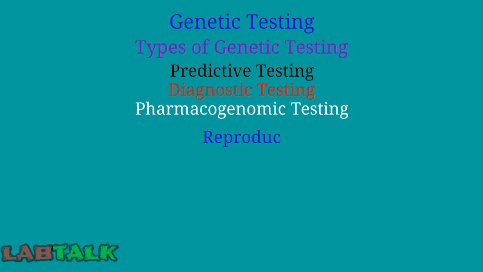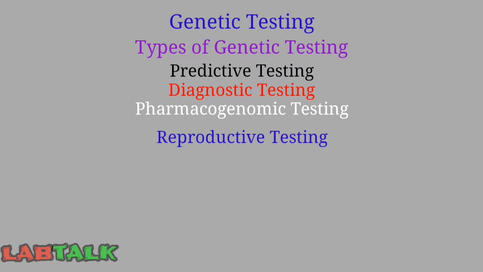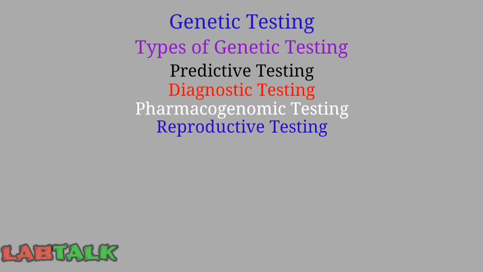The next is reproductive testing. It is related to starting or growing a family. It includes tests for the biological father and mother to see what genetic variants they are already carrying. The test helps parents and healthcare providers make decisions before, during and after pregnancy.